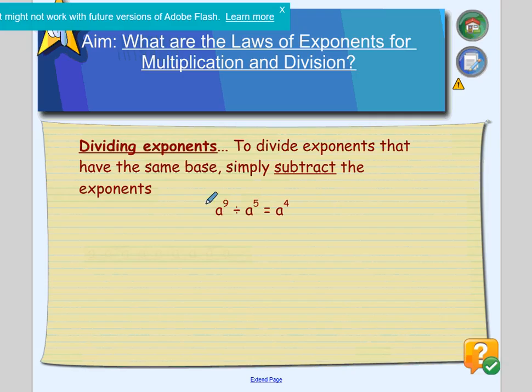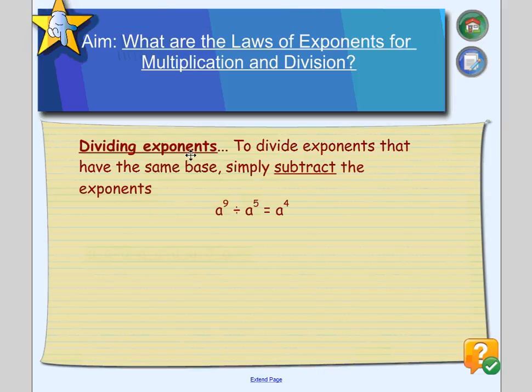So that's the first property we're going to be learning with exponents. The second one we're going to be talking about is when you are dividing exponents. To divide exponents that have the same base, you're doing the exact opposite of when you multiplied them. You're just going to subtract. For example, we have a to the 9th power divided by a to the 5th power. 9 minus 5 is 4. I have the same base, so I'm just going to get a to the 4th power.